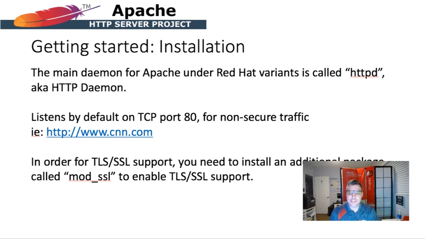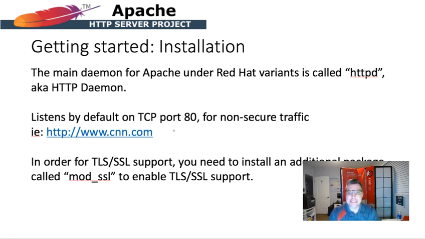Apache by default listens on port 80. In this example, if you go to CNN.com and you just type in HTTP, which stands for Hypertext Transfer Protocol, then it will go to the non-secure port, which is 80. And if we needed SSL support, which we'll talk about shortly, you will install a module called mod_ssl, which will enable the SSL and TLS parameters in Apache.